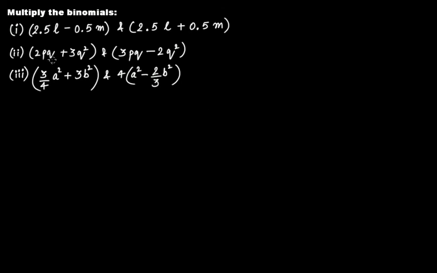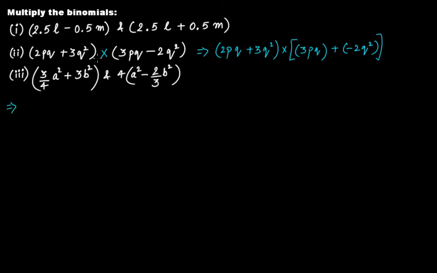Here you have 2pq plus 3q squared, so you have to multiply these two. Now if you arrange it, you can write this as 2pq plus 3q squared multiplied by 3pq plus minus 2q squared.